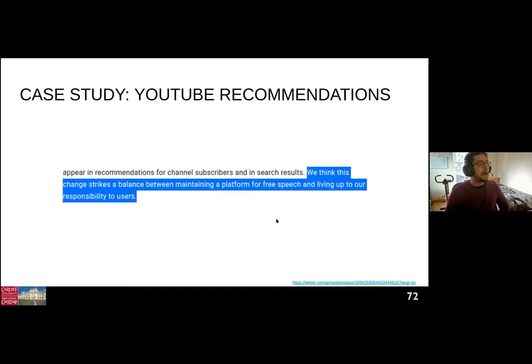So without going into the details yet, in the blog post YouTube argued that this change would strike a balance between maintaining a platform for free speech and living up to their responsibility to users. So again, how would YouTube, as a platform, manage this tension between this being a platform for publishing videos versus how much is on our hands in terms of controlling and moderating the content that gets published there.